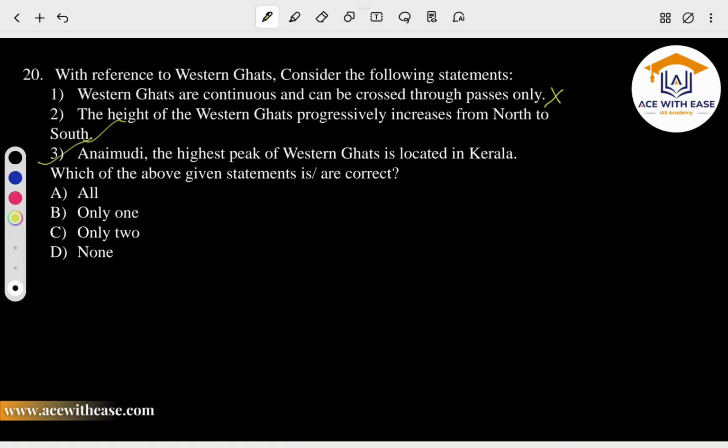Yes, Anaimudi, somewhere around 2695 meters is where the height is present, and it is considered as the highest peak of the Western Ghats, and it is located in the Kerala region. So we have two statements that are correct and one statement that is wrong. So how many statements are correct? Only two statements are correct in this question.